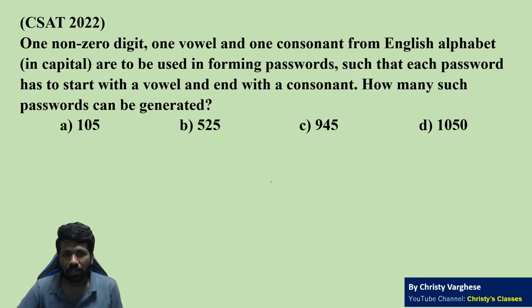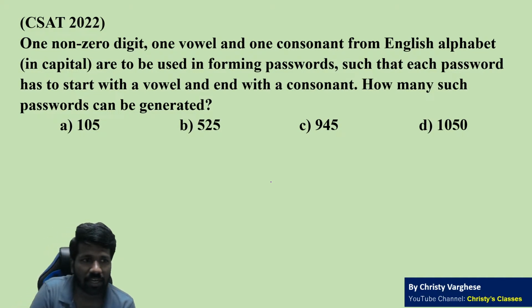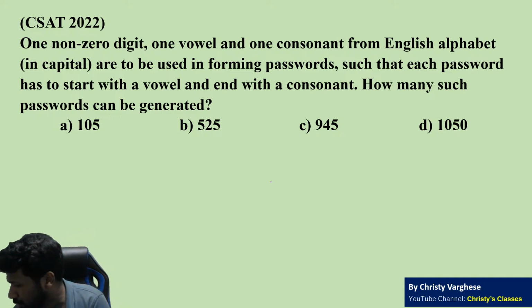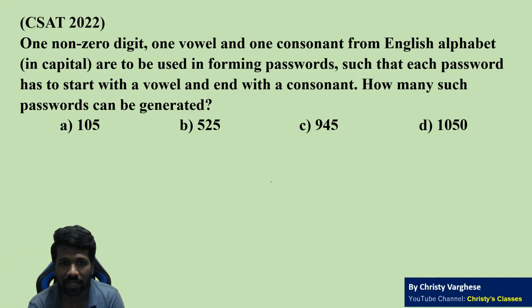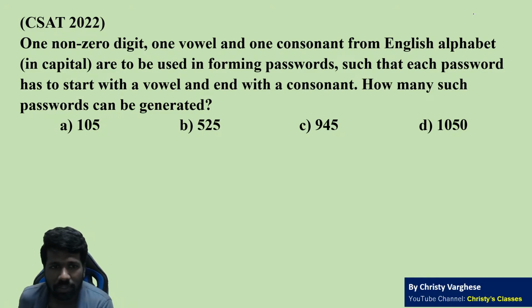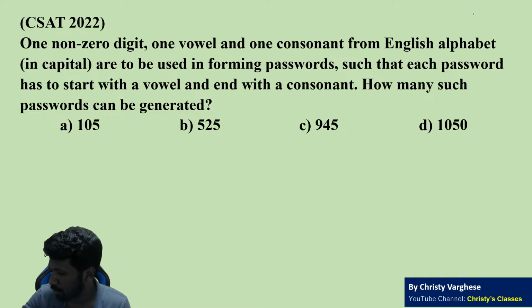So one non-zero digit, one vowel and one consonant from the English alphabet are to be used in forming passwords. Yeah, in real life also for passwords there will be some rules. There should be special symbols, there should be a capital letter, there should be a small letter. Different rules can be there. But here the rules are a little more simple. One non-zero digit. So 1 to 9, the digit can be any of those digits.